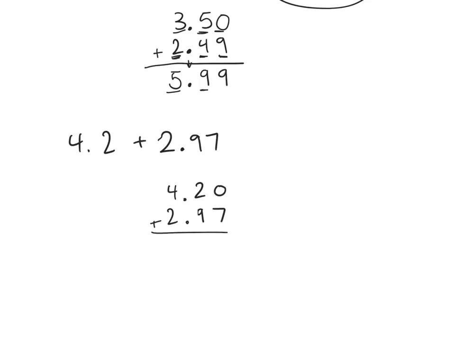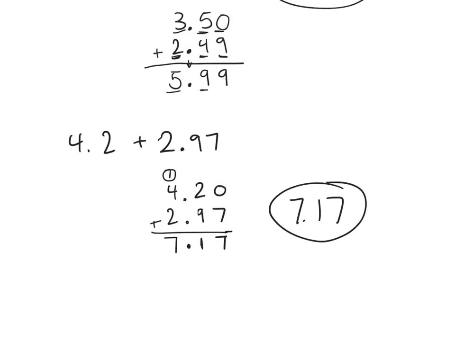Now I can simply add, starting with the lowest place value first and moving my way up. So 0 hundredths plus 7 hundredths is 7 hundredths. 2 tenths plus 9 tenths is 11 tenths. So I'm going to regroup that into one whole and 1 tenth remaining. I'll add my decimal point. Then I have one whole that I regrouped from my tenths, plus 4 is 5, plus 2 is 7, so I get 7 and 17 hundredths as my answer.